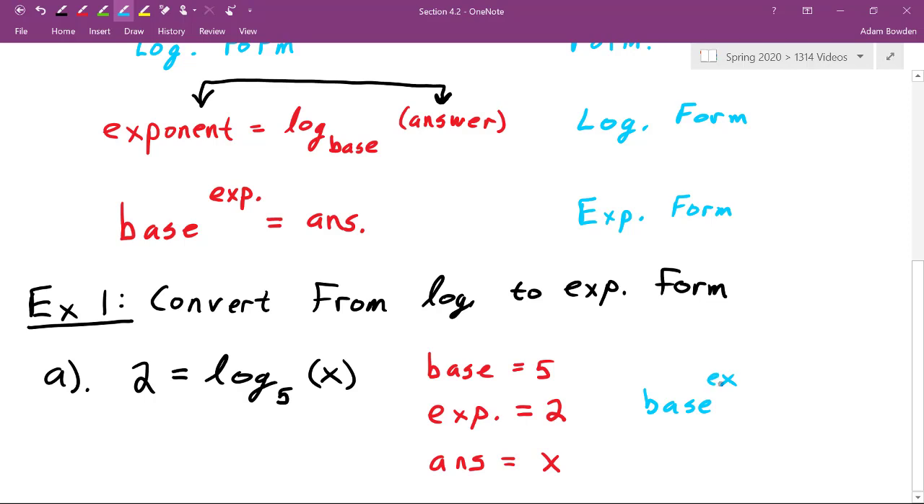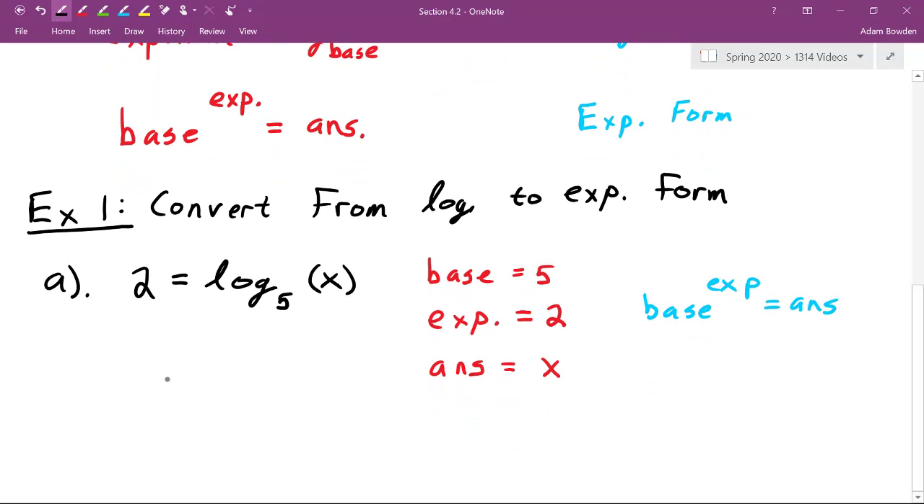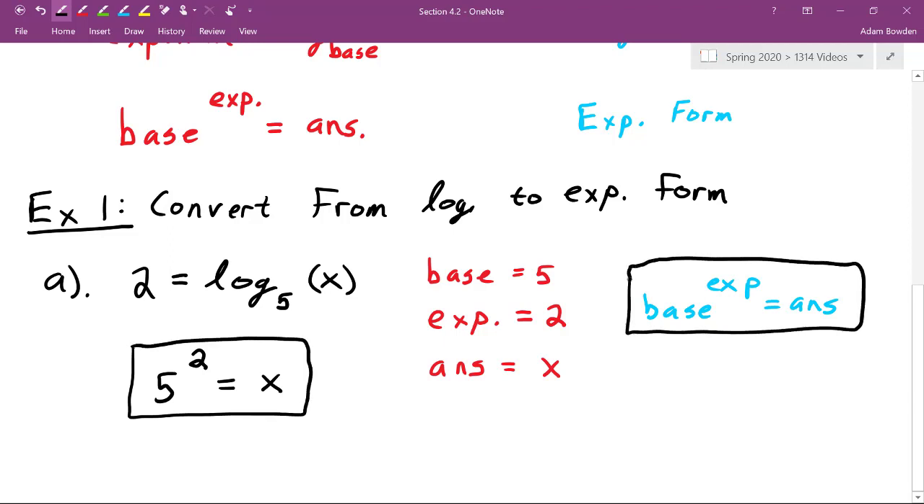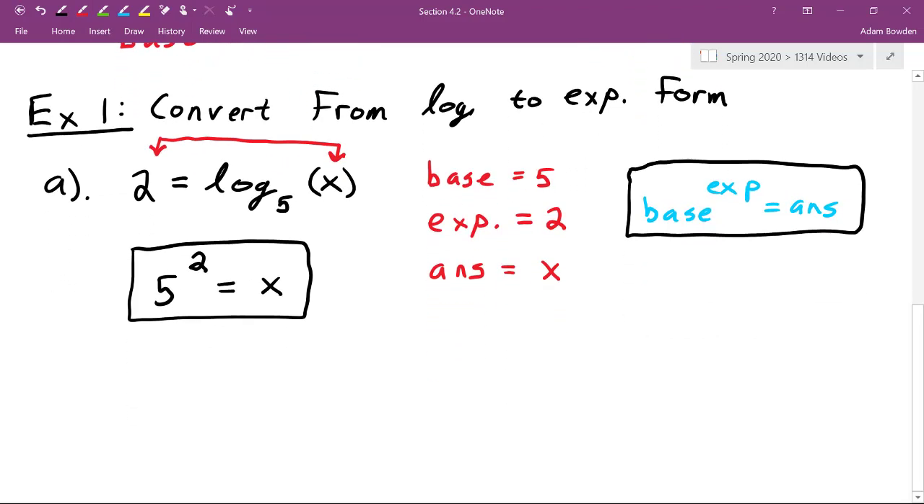We're going to write this in base to the exponent equals answer form. That would look like base 5 to the exponent 2 equals x. A shortcut in the future is to swap the 2 and the x and drop the logarithm. The 2 goes above the 5, and the x goes where the 2 was. We get the same thing: 5 to the second power equals x.